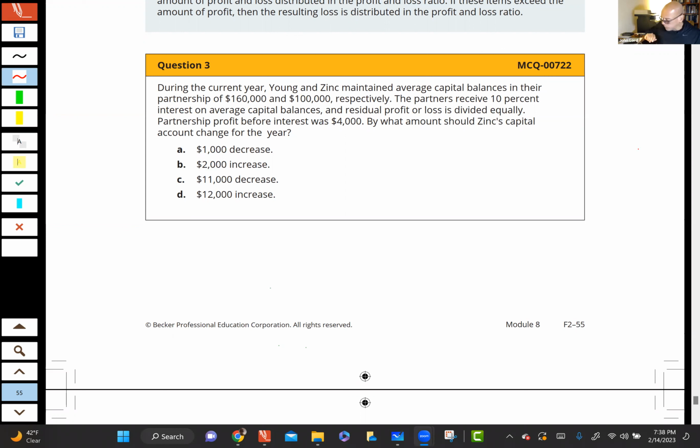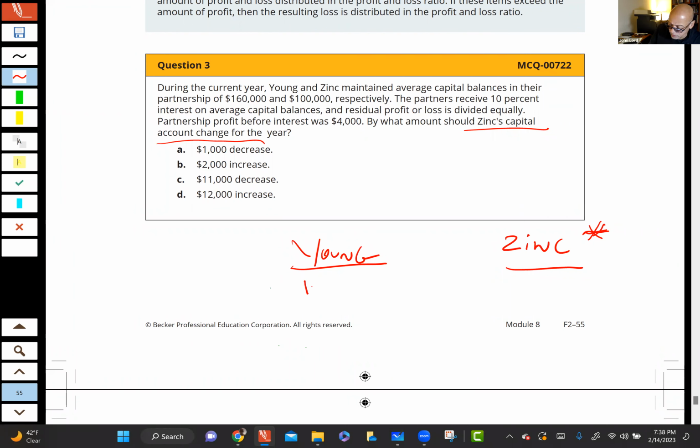Okay, but let's look at this one. We've got Young and we've got Zinc, and they want us to tell them what's in Zinc's account. The way I would do this is I would just do them both as I go along, because you've got to follow the instructions. So if Young has 160,000, respectively means the person they say first gets the first amount, and the person they say second gets the second amount. So that's what they had.